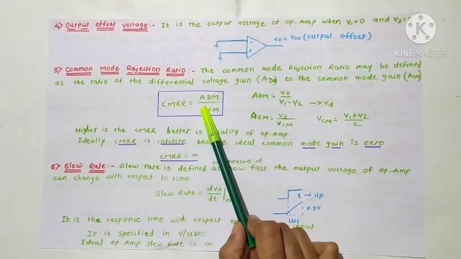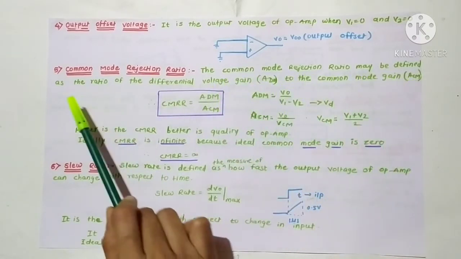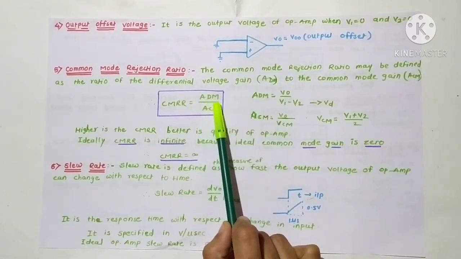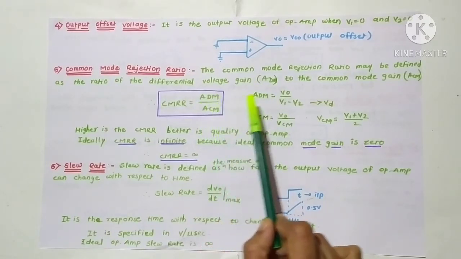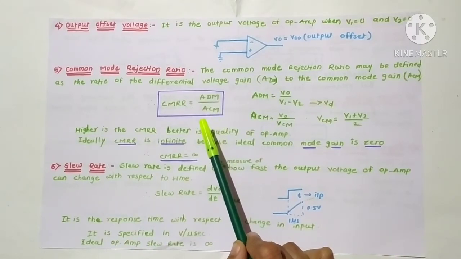Practically, it is very, very high. The common mode rejection ratio may be defined as the ratio of the differential voltage gain, denoted by ADM in this equation, and the common mode gain, denoted by the letter ACM.